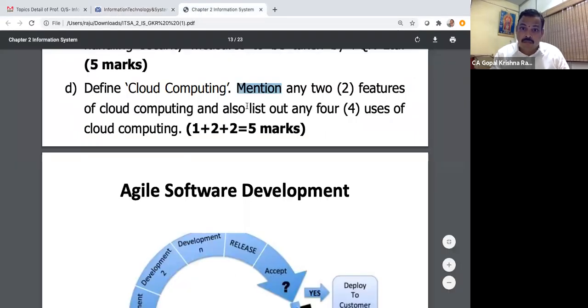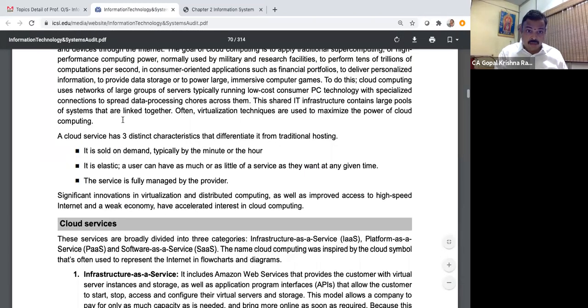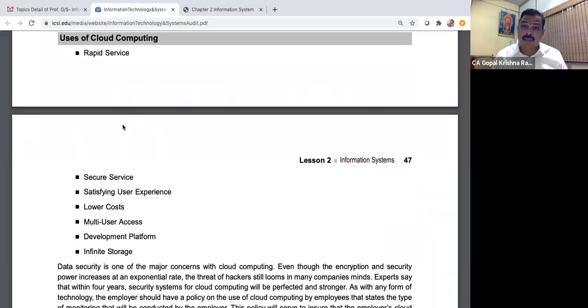And list out any four uses of cloud computing. Okay, so that is on our next page. The four uses are given on page number 46, the last one. Please look at this. Whatever I just now said, they are the uses. Rapid service. Why rapid service? 24-hour connectivity is there. The moment you connect, immediately, you directly download it and use it.